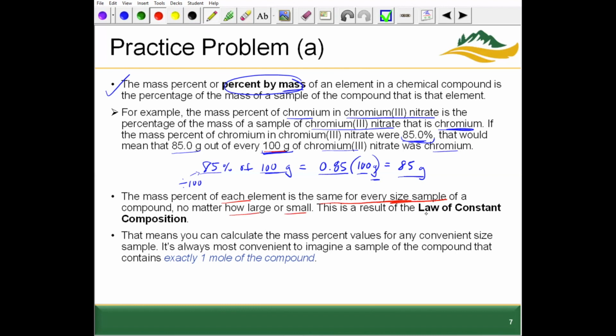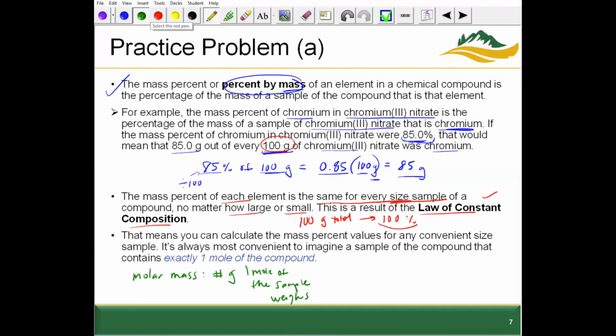This relates to the law of constant composition, so another important law here, in addition to the law of conservation of mass. So no matter how large or small the sample is, the mass percent doesn't change, so why would we not use something so convenient such as 100 grams total? Because then that's really easy to correlate that with 100% of the sample.